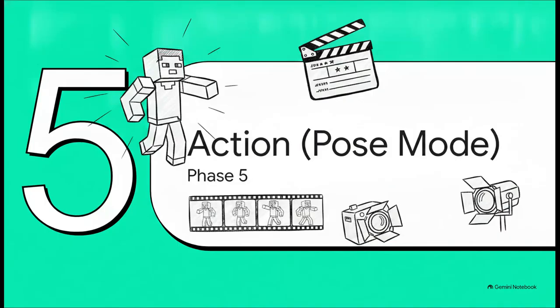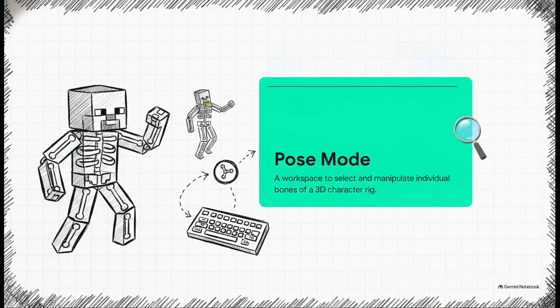Let's keep the momentum going. Phase 5, Action, animating in pose mode. So, everything we've done up to this point has been in object mode. But to actually get to the animation, which is why we're all here, you must access pose mode. You can easily toggle this by hitting Control plus Tab. Pose mode lets you select the individual skeletal bones hiding inside your 3D character rig and manipulate them directly. This is the absolute core of the animation pipeline. This is exactly where you create that amazing illusion of life.